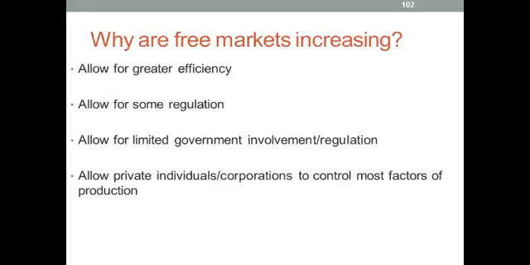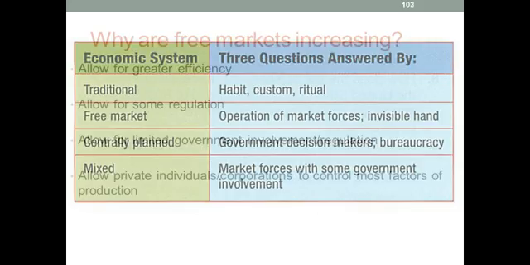Why are free markets increasing? Well, they allow for greater efficiency. They allow for some regulation, and in theory, not too much. There is a certain, limited amount of government involvement or regulation, but it does allow private individuals and corporations to control most of the factors of production. So it's kind of the best of both worlds. People are trying to take the good stuff from the centrally planned and the good stuff from the free market and trying to figure out how they can make those things work together and not work in conflict.